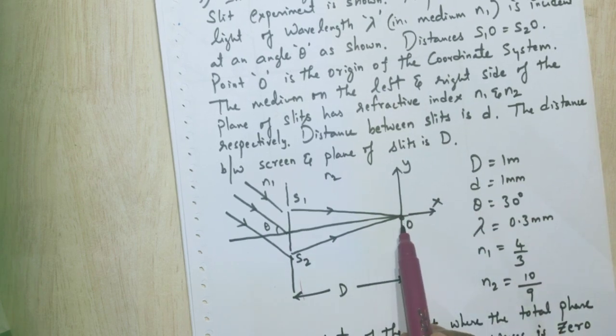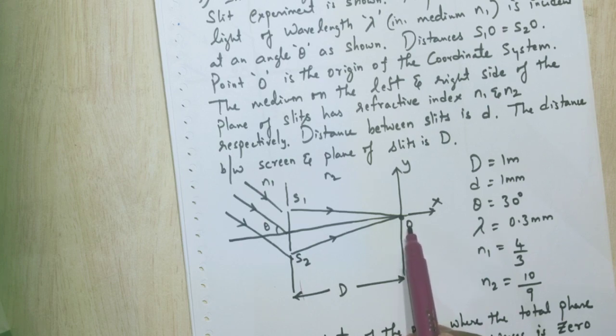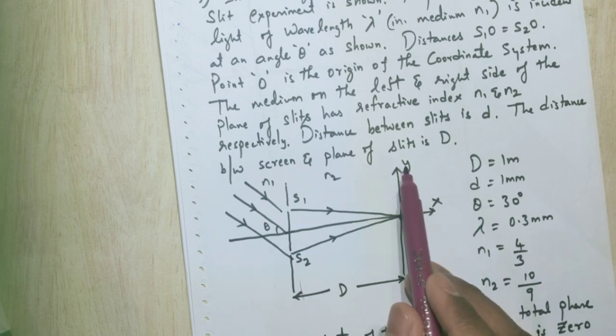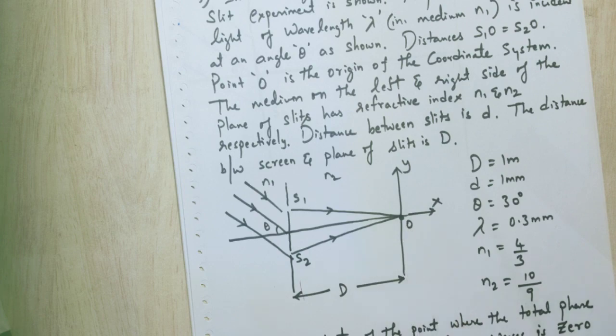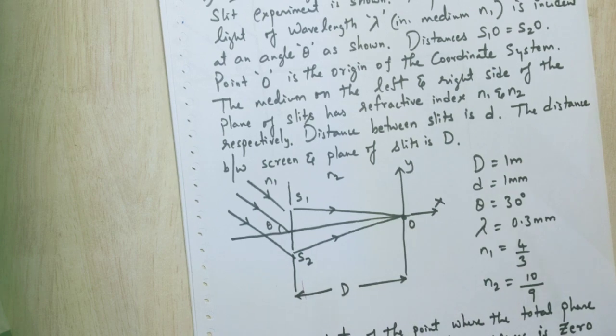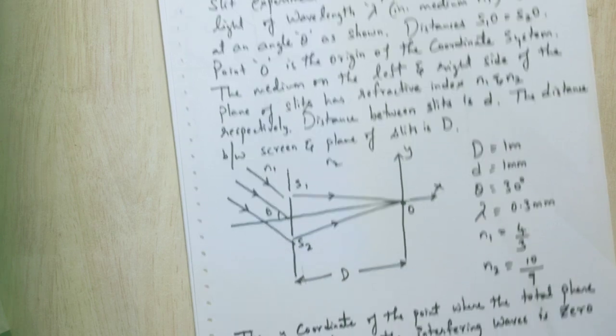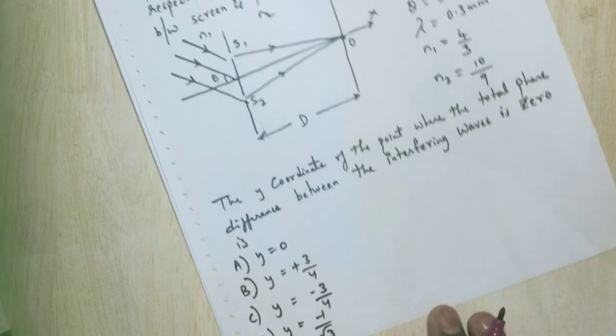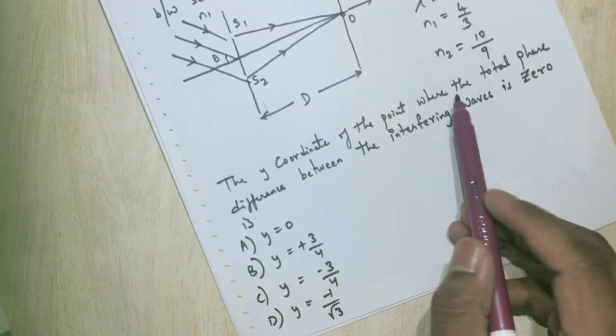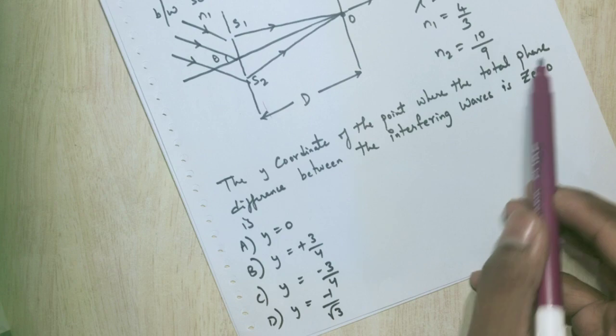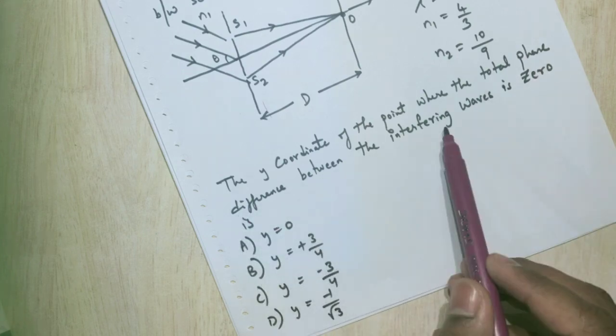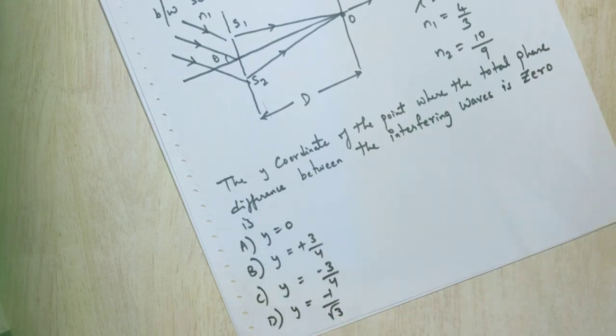The center of the screen is taken as origin. Above the origin is positive y-axis, below the origin is negative y-axis. So the question is: the y coordinate of the point where the total phase difference between the interfering waves is 0.